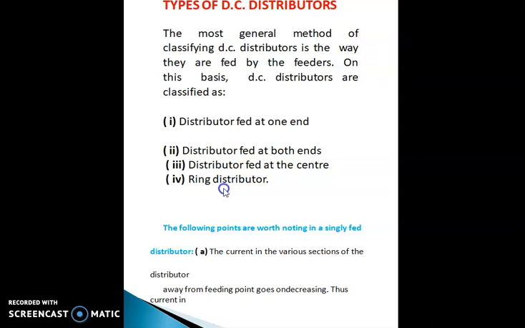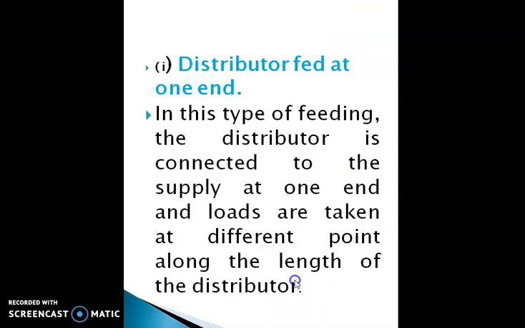The following points are worth noting in singly fed distributors. The current in the various sections of the distributor away from the feeding point goes on decreasing. In this type of feeding, the distributor is connected to the supply at one end and the loads are taken at different points along the length of the distributor.